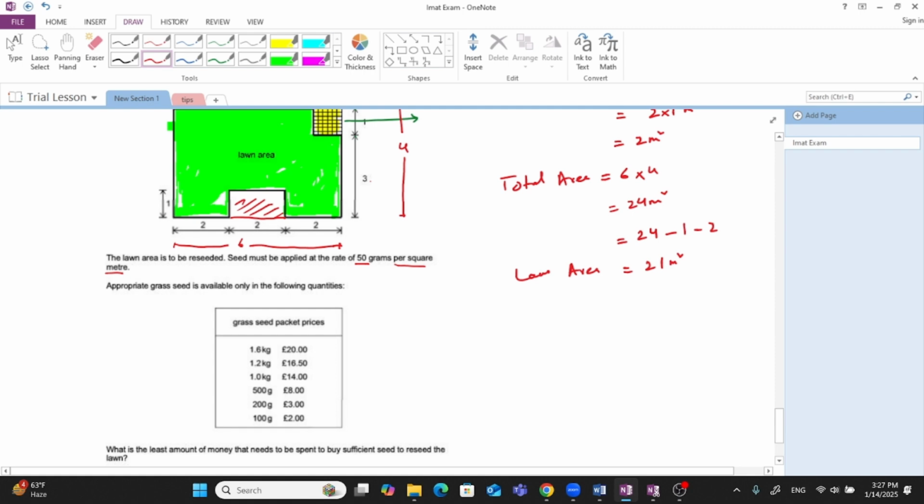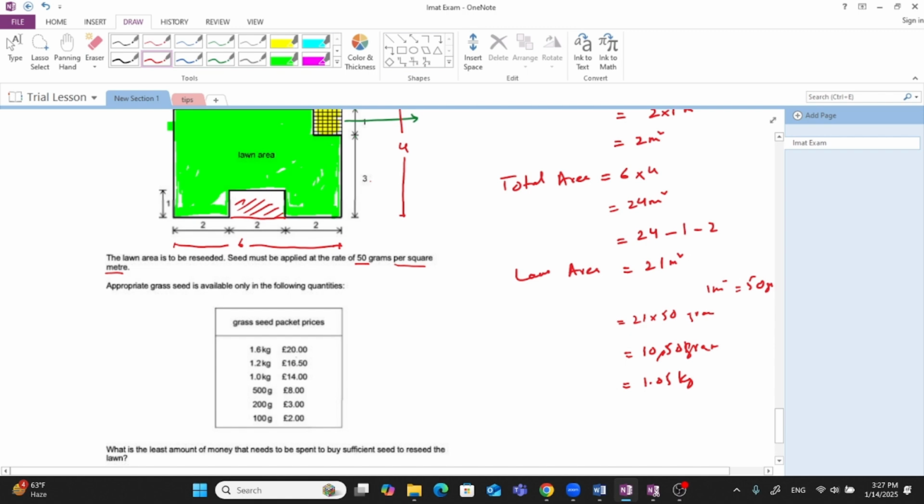Appropriate grass seed is available only in the following quantities. For 1 meter squared, you should put 50 grams. So for 21, how many grams of seed do you need? You need 21 times 50 grams of seed. Let me do this. 21 times 50 is 1050 grams, and in kg it's 1.05 kg.